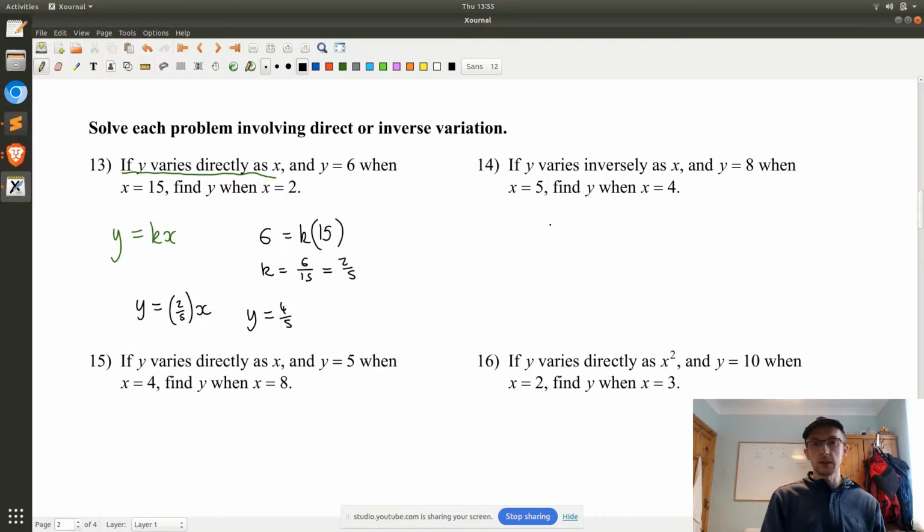Here, y varies inversely as x, so y equals k over x. And when y is equal to 8, x is equal to 5. So 8 there, k there, 5 there. And we're to find out what y is when x is 4. So this implies that k is equal to 40, as 40 over 5 is equal to 8. So put that back in the original. And now you need to find out what y is when x is equal to 4. So just do y equals 40 over 4. And 40 over 4 is indeed 10.